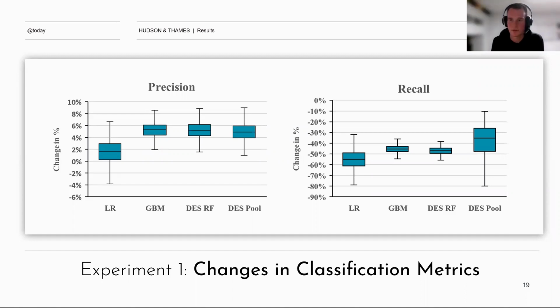Thanks for that. So if we look at these box plots, obviously the question arises, why is there a large variation for the dynamically selected pool? And I'll come to that point later in the discussion.